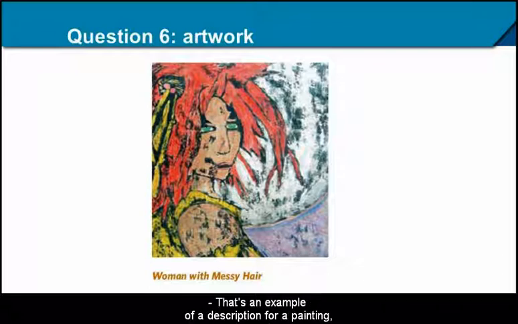So that's an example of a description for a painting, and I should correct myself. That wasn't painted by a 10-year-old. It was painted by a 10th grader.